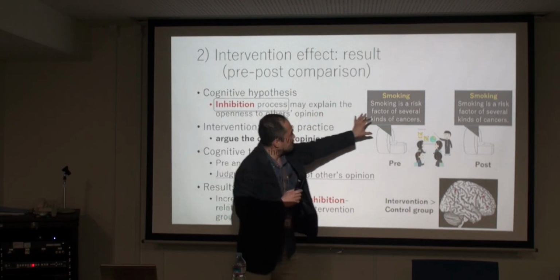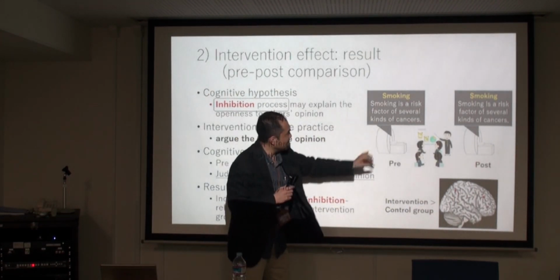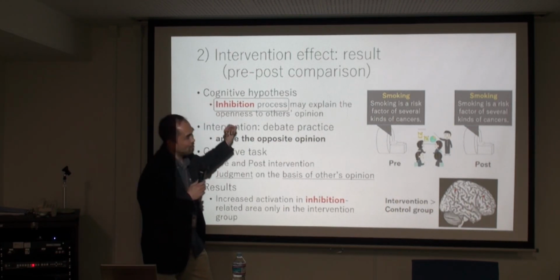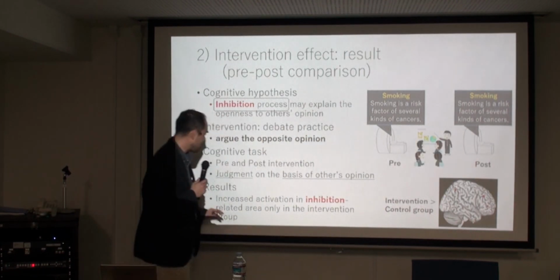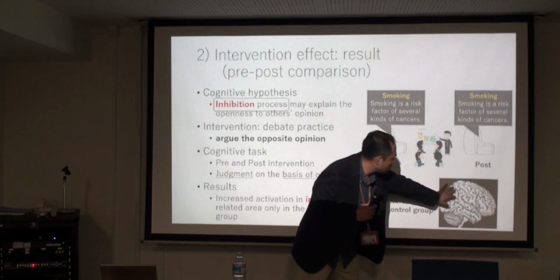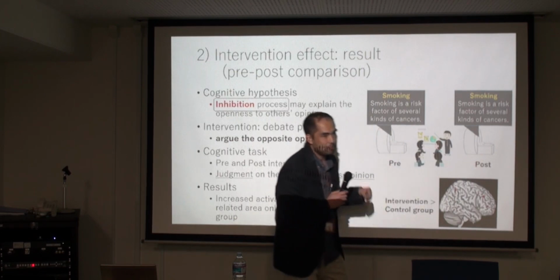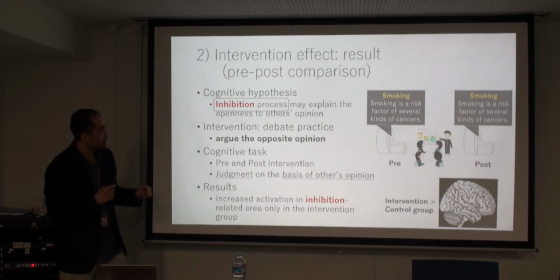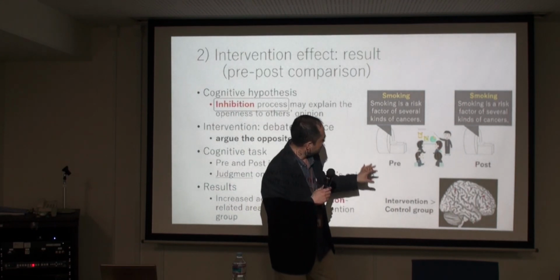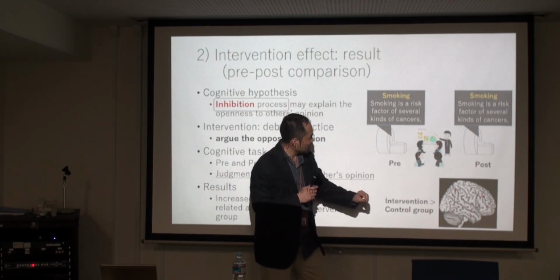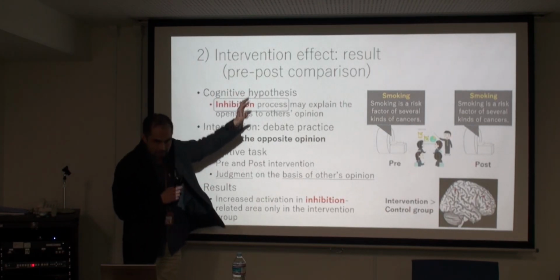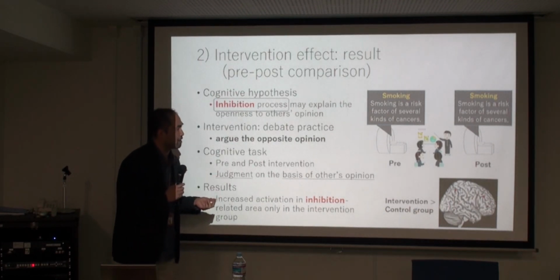And activation during this task is expected to change by the debate practice intervention, and they expected that some processes related to inhibition will increase after this intervention. And actually it happened. This was a quite small cluster, but this prefrontal and parietal activation is often reported in processes related to inhibition. So in this way, putting pre and post measurement before and after the intervention, we can see the effect or result of the intervention in terms of brain activity.